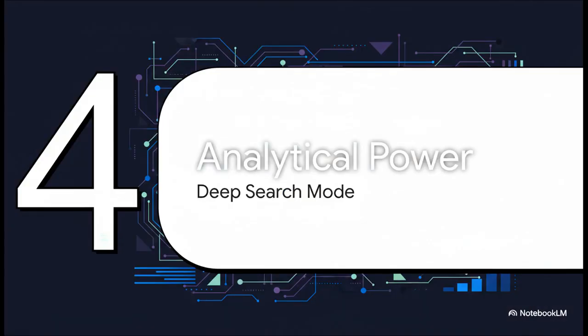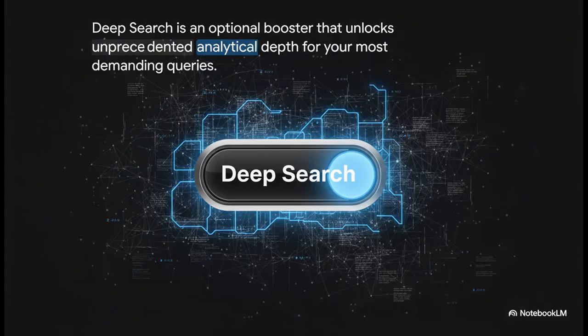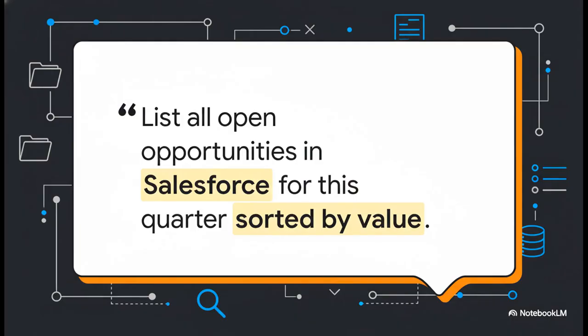Okay, so we've covered how Edge AI is great at finding stuff, but what about answering really complex analytical questions? This brings us to the platform's most powerful feature, Deep Search. The best way to think about Deep Search isn't as just another mode, but more like a turbo button for your search. This is what you hit when you've got one of those really gnarly multi-part questions that needs genuine analysis. It's an optional booster that just completely changes the game. Just look at this query. A standard search engine would see these keywords and probably find you some old reports, or maybe a few emails that mention opportunities. But it couldn't give you a live sorted list. It just doesn't understand the structure of the data or what you're really trying to do.